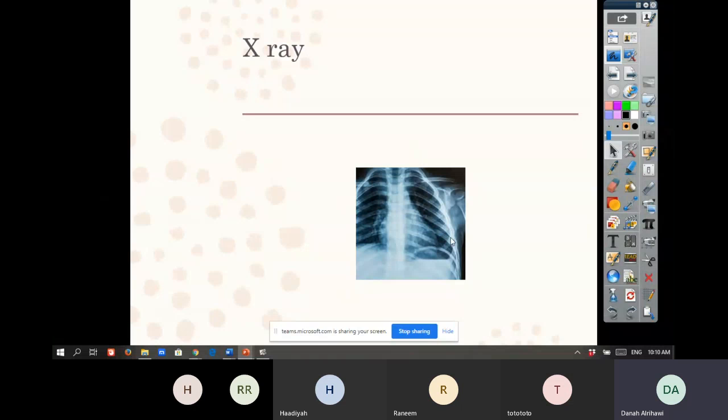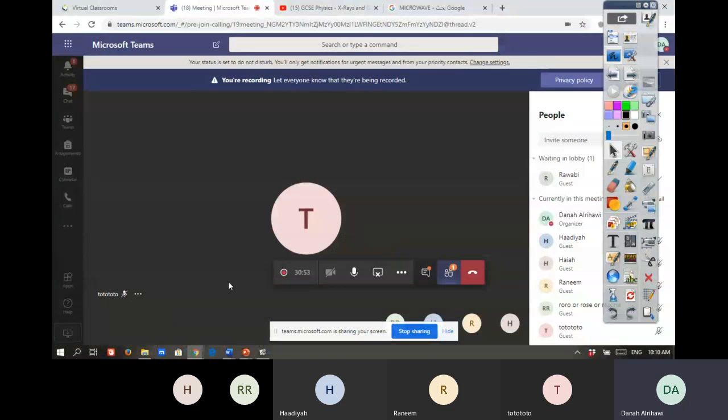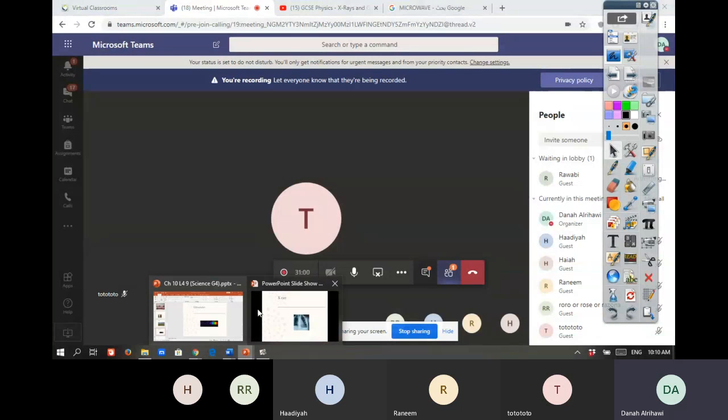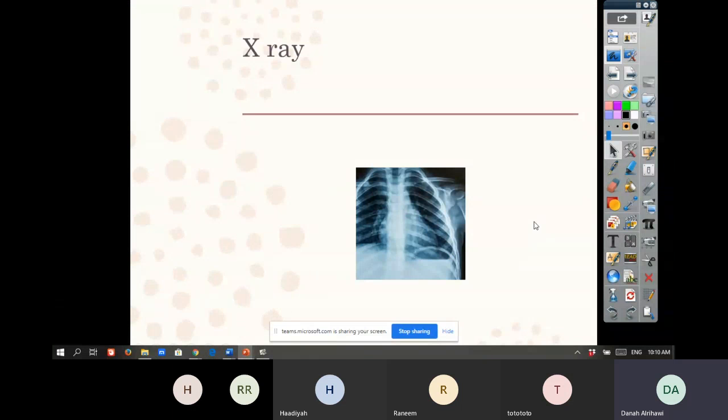The X-ray shows what's inside. It helps the policeman to see what is inside your luggage and to see things that may be hidden inside the bags.